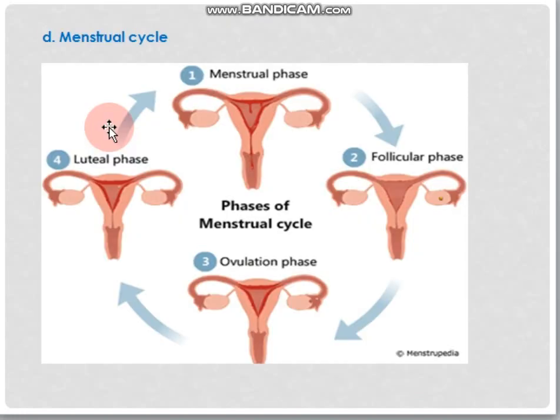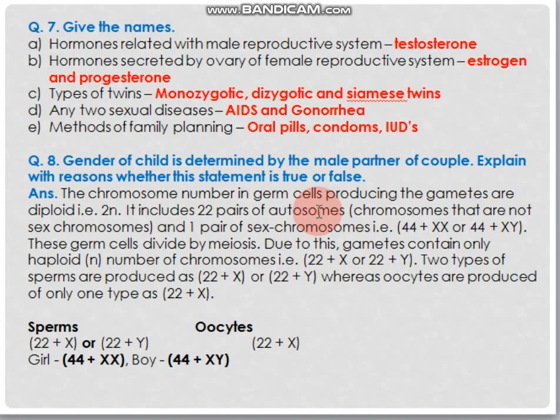And now menstrual cycle. These are the 4 phases: menstrual phase, the follicular phase, the ovulation phase, and the luteal phase. So this is a cycle that occurs every 28 days. So you can just make this. You already know how the female reproductive organ looks. You just have to make it and write these phases. Okay. Now give the names.